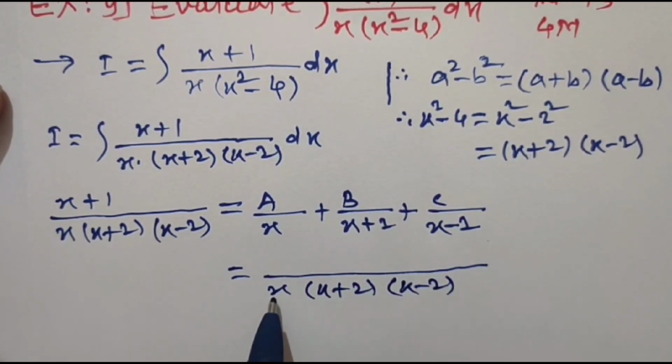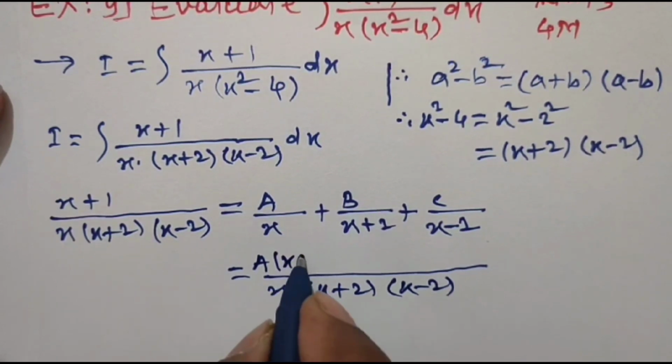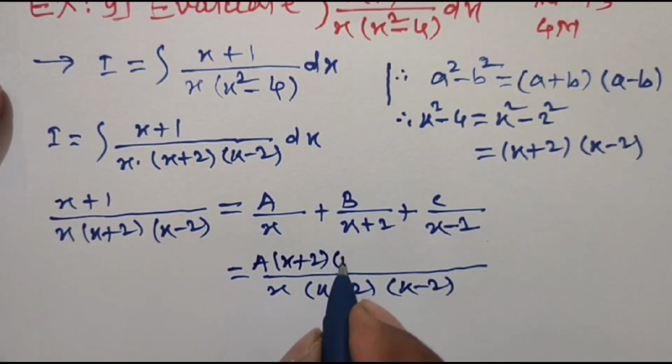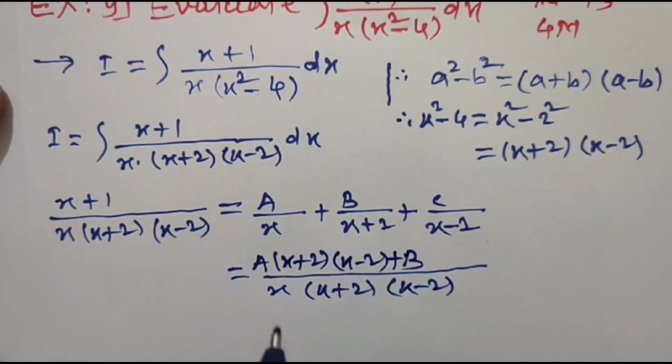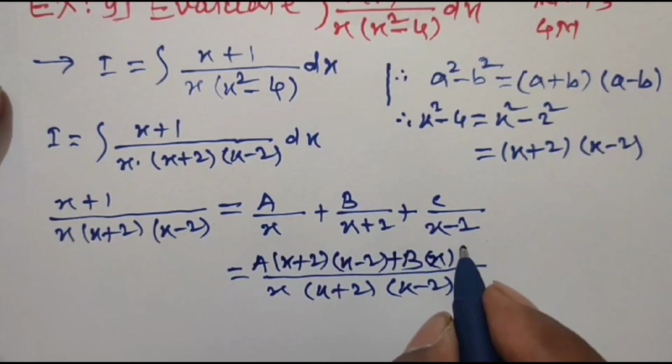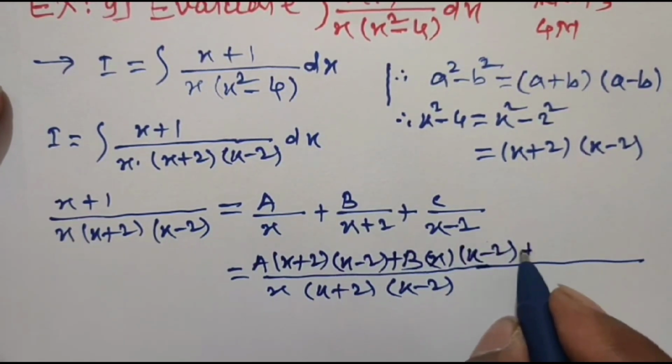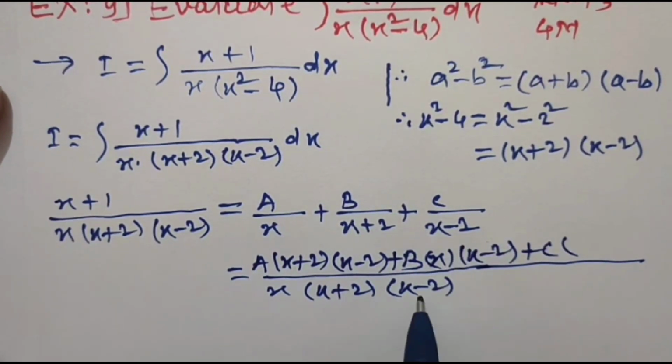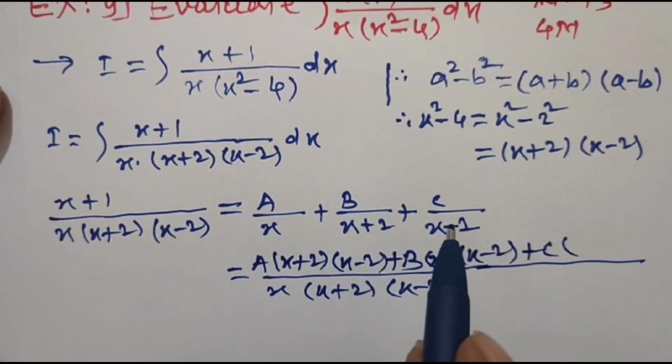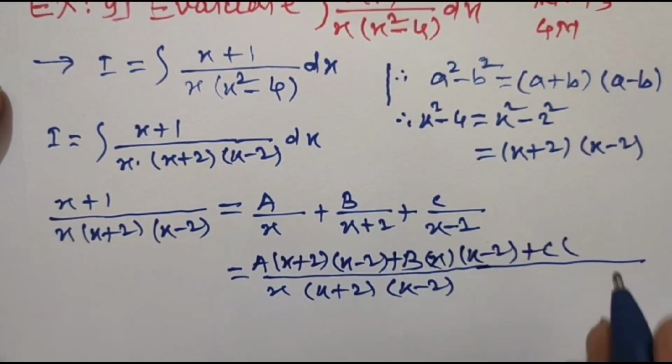This x gets cancelled with this x, then we can write a into multiplication of these two factors, a into x plus 2 into x minus 2, plus b into, this x plus 2 gets cancelled with this, then b into x minus 2, x into x minus 2, plus c into, x minus 2 gets cancelled with this x minus 2, so c into x plus 2.